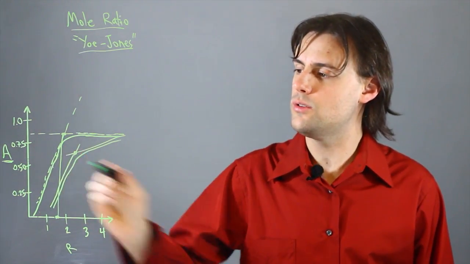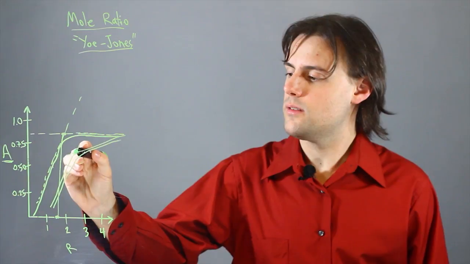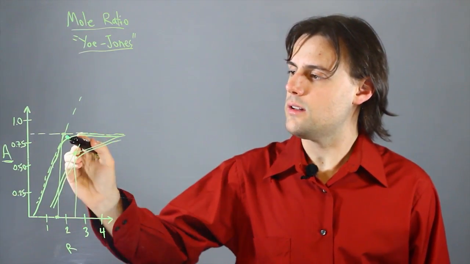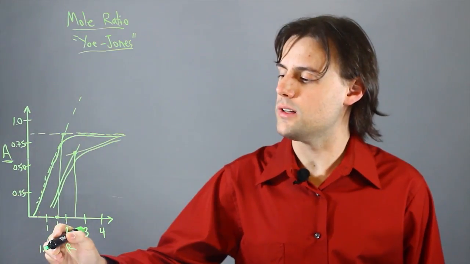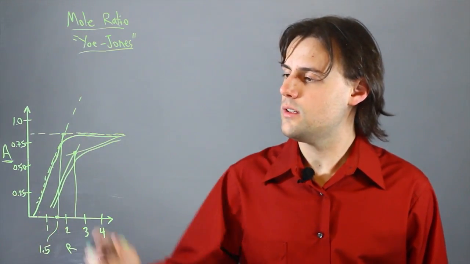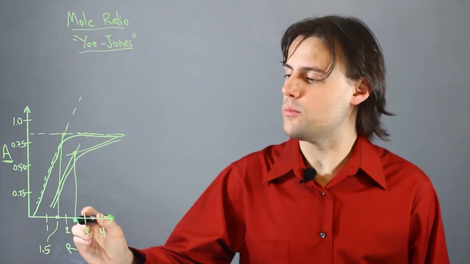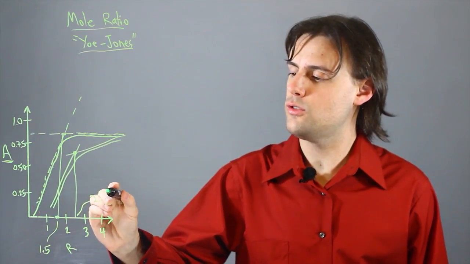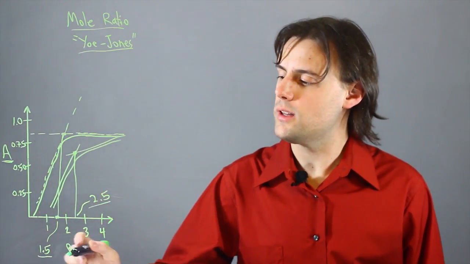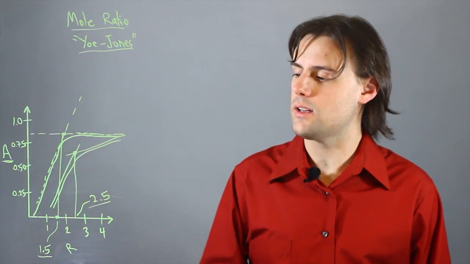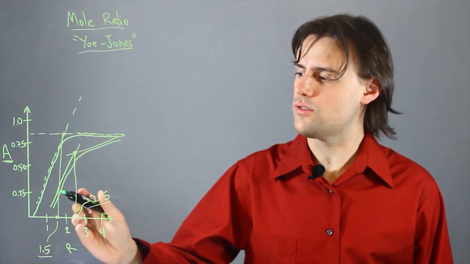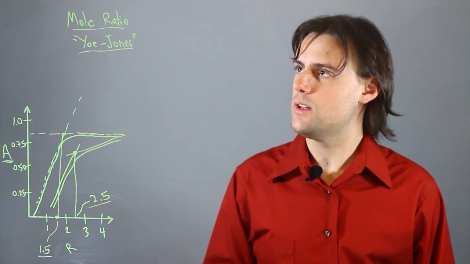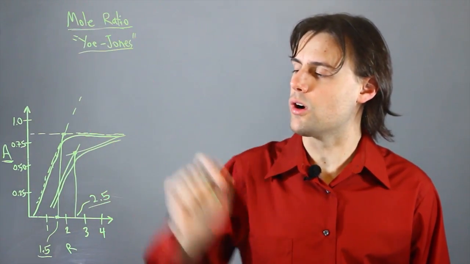So these are two different complexes, and this particular complex would have a ratio of approximately 1.5, and this complex would be approximately 2.5. Normally, though, you would be considering an integer number of the ratio. So just for the purposes of this example, this is how the mole ratio method works.